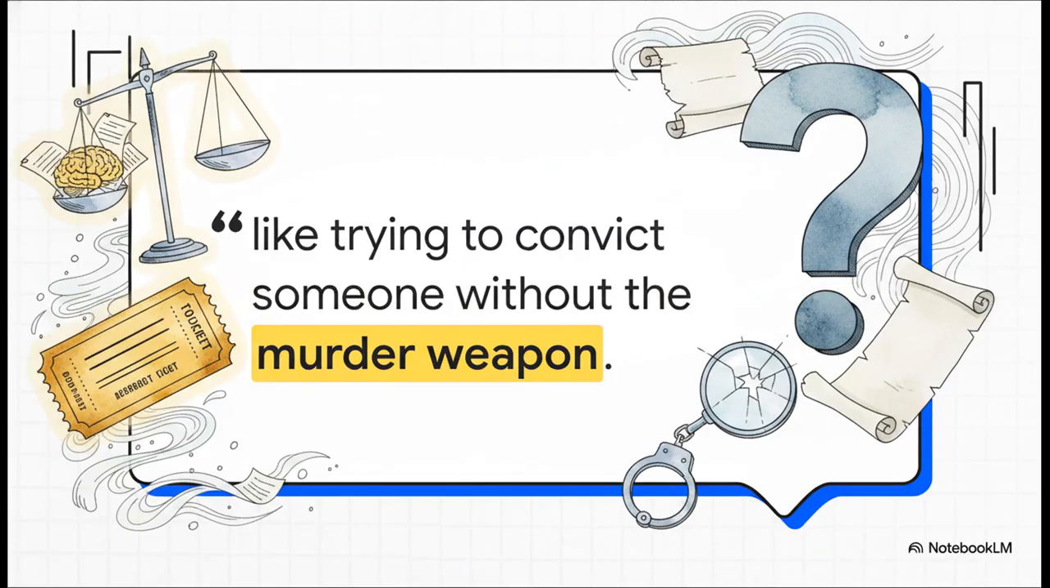But what happens when the science just isn't there? Well, the AI's generated conversation actually dropped a really great analogy for this. They said, trying to build this huge definitive expose is kind of like trying to convict someone without the murder weapon. Man, that is such a crucial point. If you prioritize a topic where the hard proof is lacking, you completely risk your entire editorial credibility.